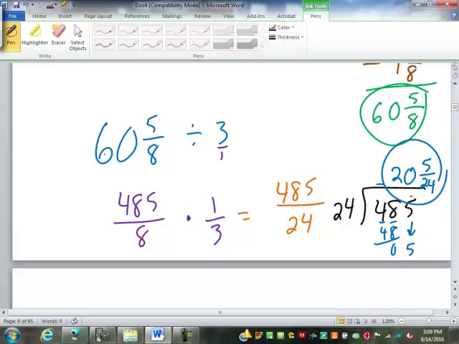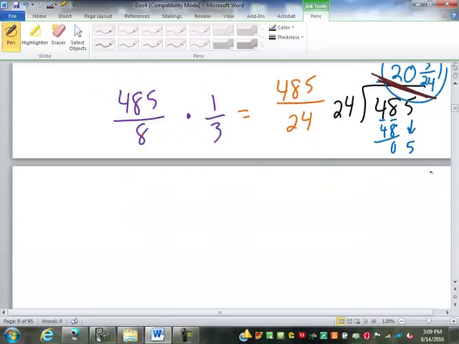Now something we're going to address, maybe not on Friday, but probably Wednesday of next week, is obviously 20 5/24 is not a measurement on our tape measure. So how do we convert something like that into something on our tape measure so we can actually measure it out? We'll deal with that in a future class. Like I said, probably Wednesday of next week. Okay, does anybody have any questions on what we covered today?